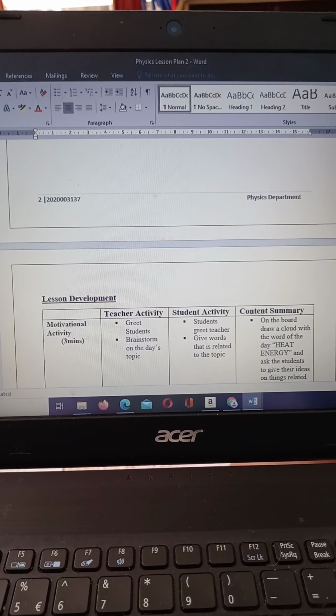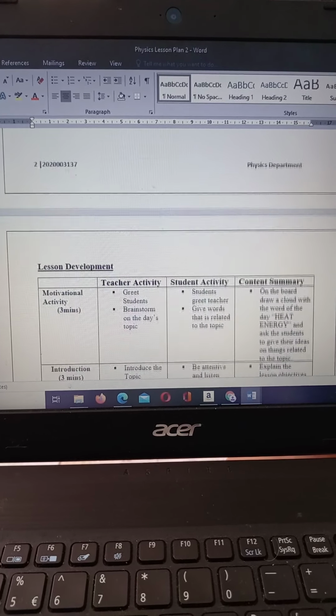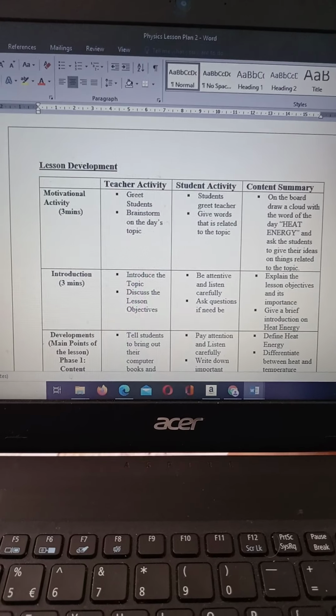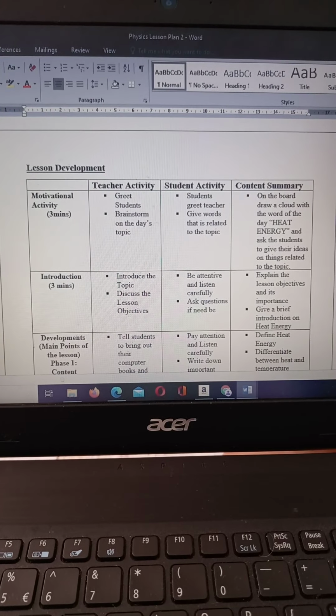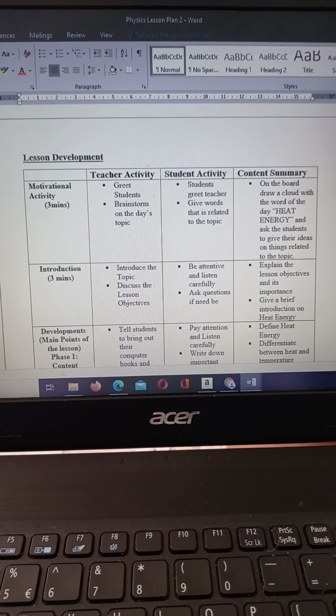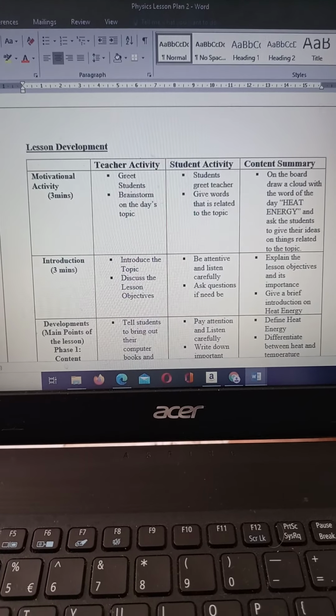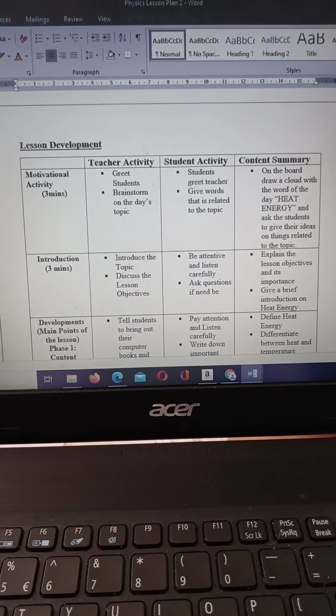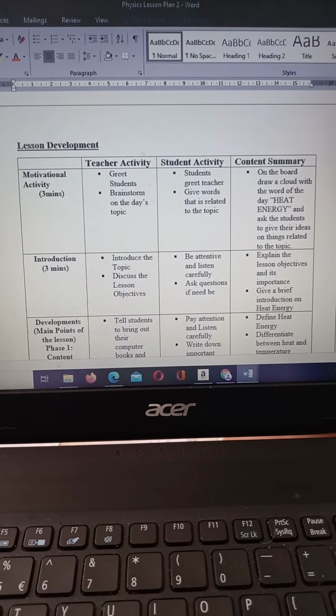Then lesson development. First one, motivational activity. What should the teacher's activity be? I will greet students and then brainstorm on the day's topic. My motivational activity is mainly just brainstorming.